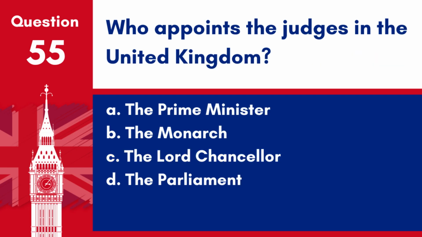Question 55. Who appoints the judges in the United Kingdom? A. The Prime Minister. B. The Monarch. C. The Lord Chancellor. D. The Parliament. Answer B. The Monarch. Judges in the United Kingdom are appointed by the monarch on the recommendation of the Lord Chancellor, the Judicial Appointments Commission, or other advisory committees.